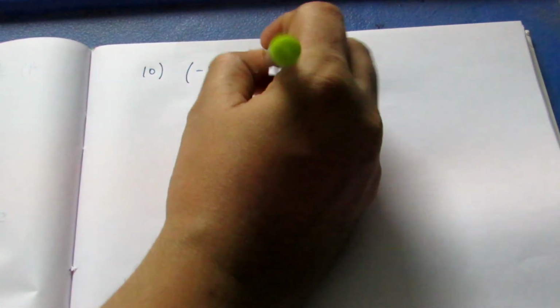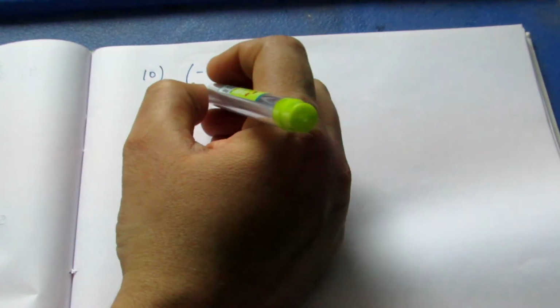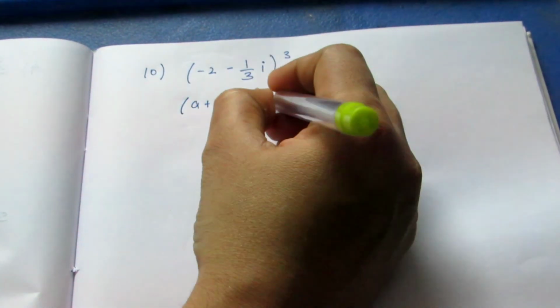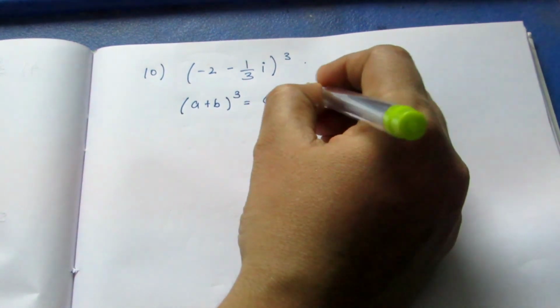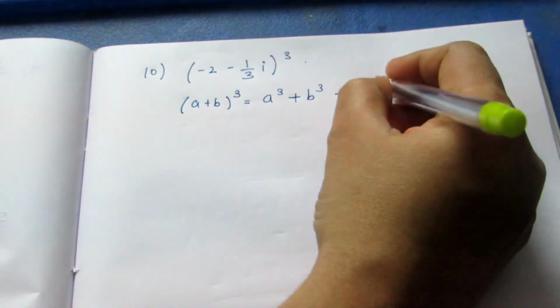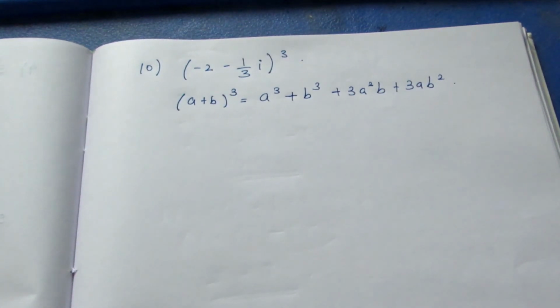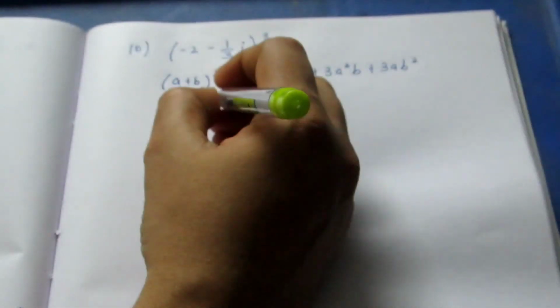In the 10th sum, it is given as (minus 2 minus 1/3 i) the whole cube. Both are minus, so we can write the (a + b) whole cube formula, which we have written before, and substitute the minus sign wherever it comes. So it becomes plus 3a square b plus 3ab square. Just substitute the minus sign wherever it is required. It is required in everything.